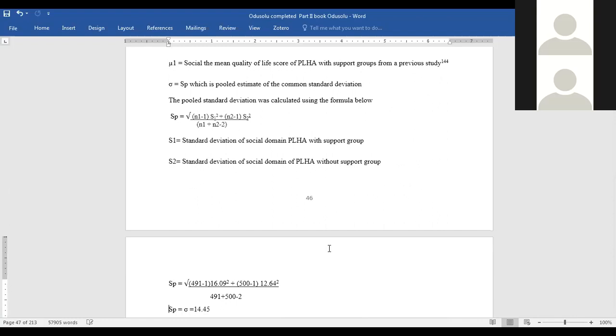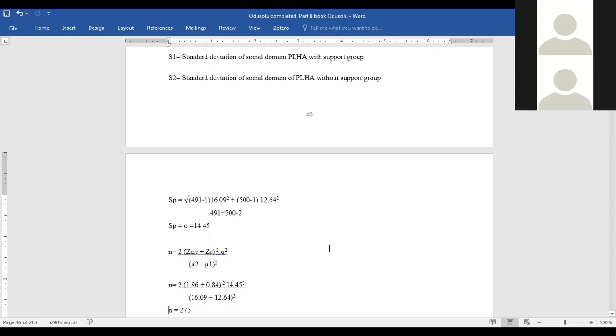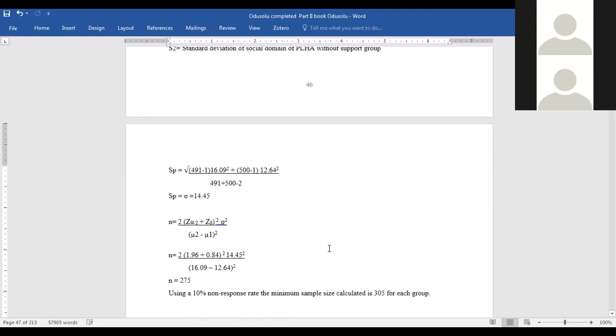Let's go down. Let's keep going down. Let's see what you did. This is mu 2 minus mu 1 squared. These are means. The standard deviation is the one you wrote up here. So here you are supposed to put the 16 and 12 or something down here. But no, that's what you did now. This and this, it's correct.